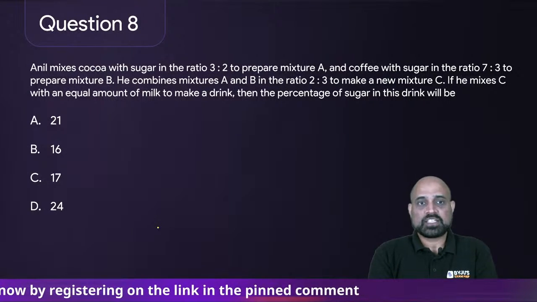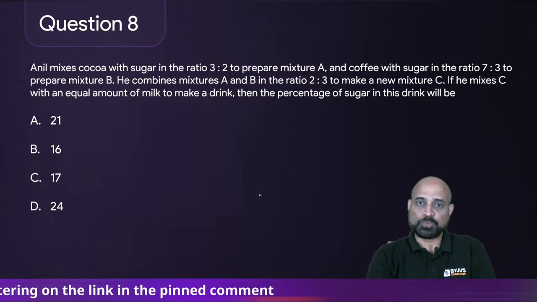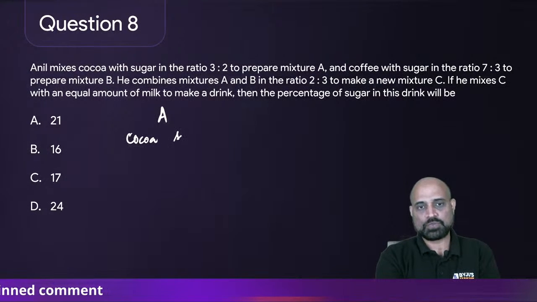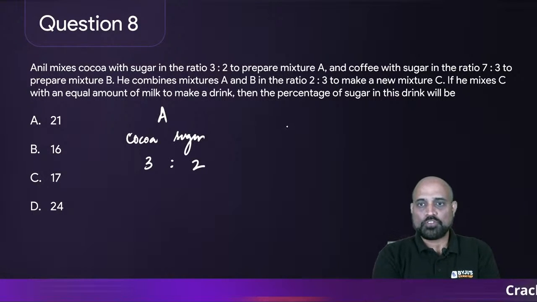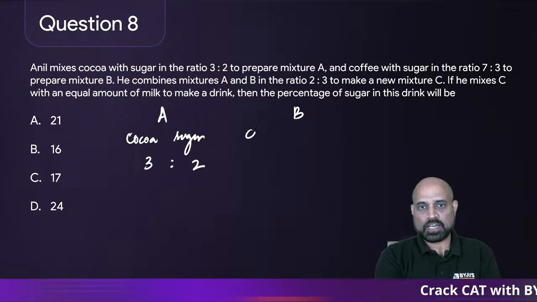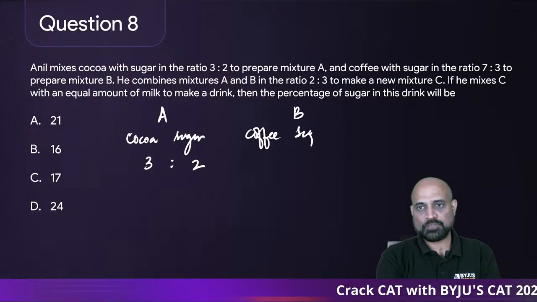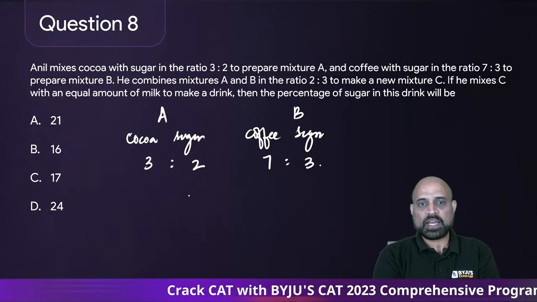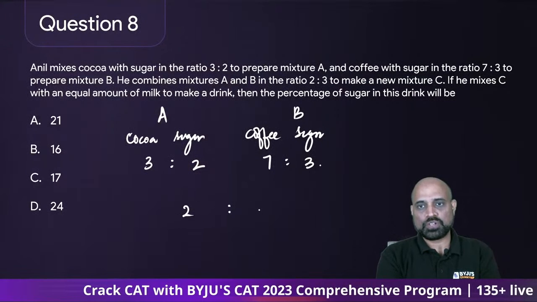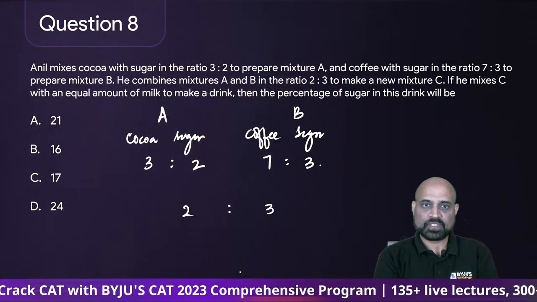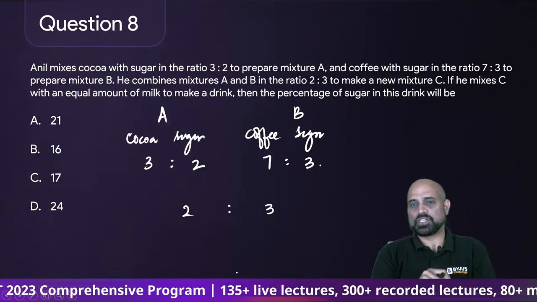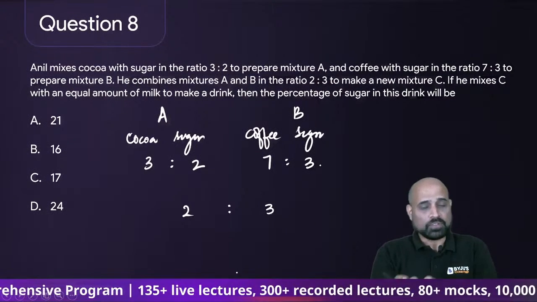Next, Anil mixes coca with sugar in the ratio 3:2 to prepare mixture A. So we have mixture A which has got coca and sugar and it's in the ratio 3:2. And coffee with sugar. So we have another one with coffee and with sugar which is in the ratio 7:3. He combines these two in the ratio 2:3 to make a new mixture C. If he mixes C with an equal amount of milk to make a drink, then the percentage of sugar in this drink will be. Okay.